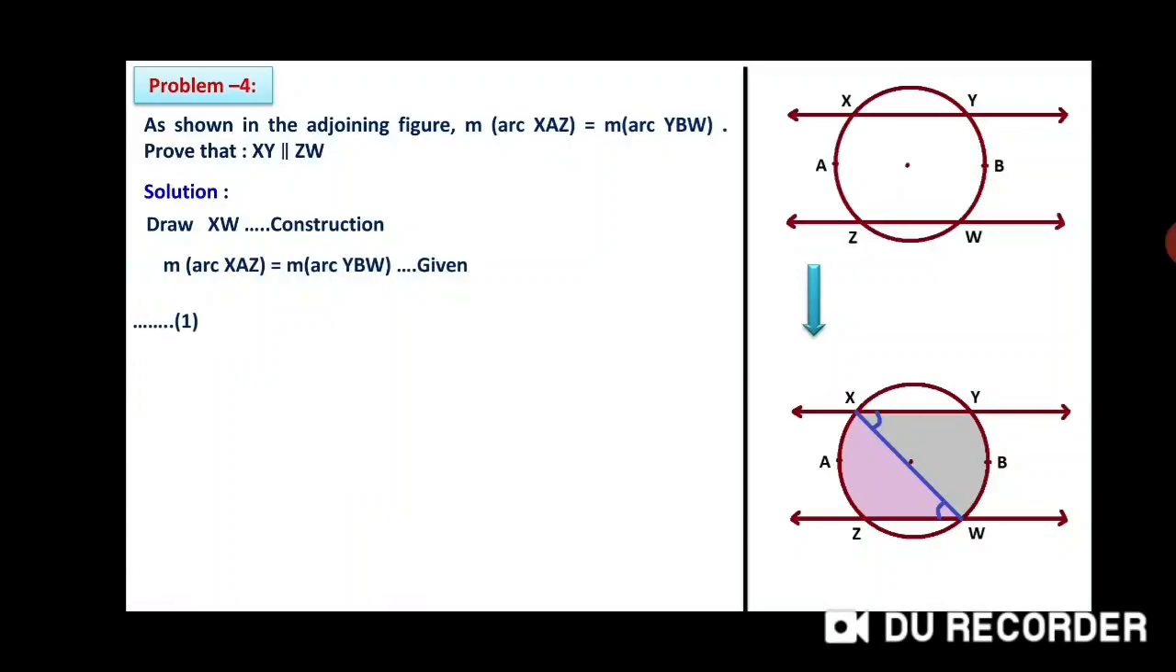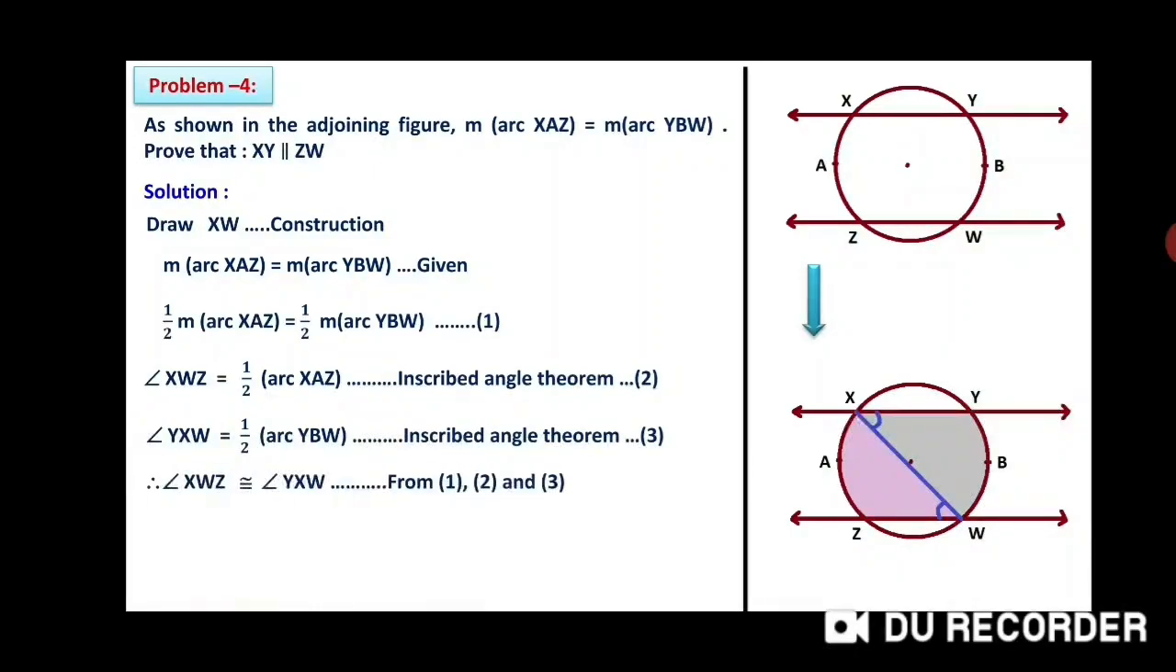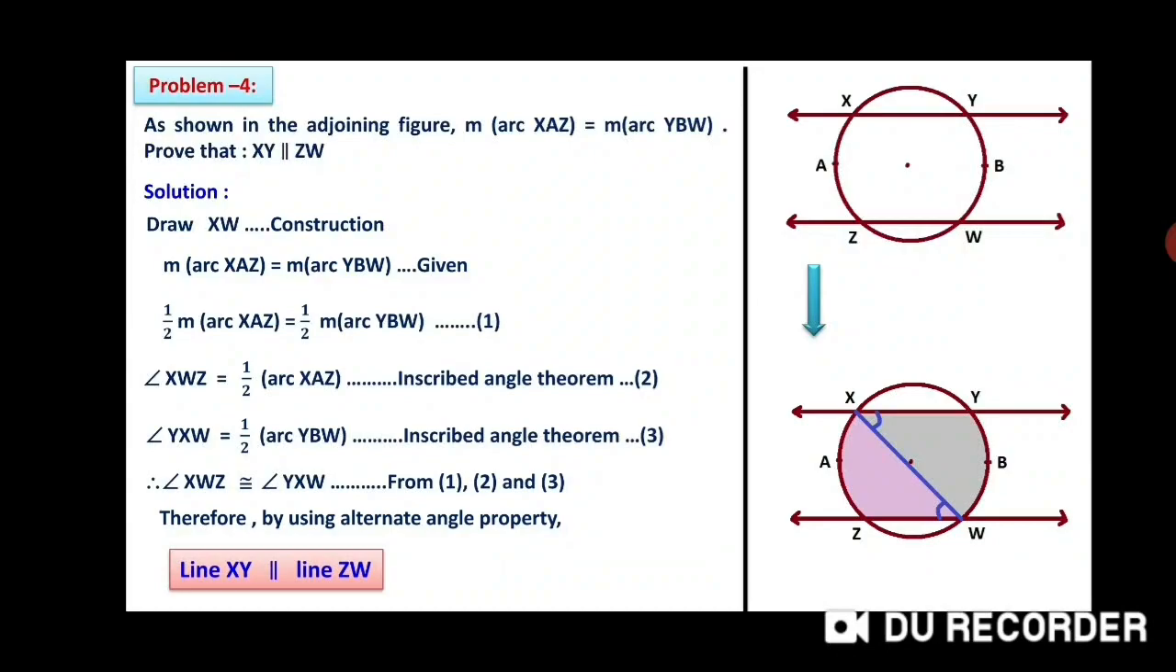So, measurement of arc XAZ is equal to measurement of arc YBW. It is given, but multiplying both sides by half, half measurement of arc XAZ is equal to half measurement of arc YBW, statement 1. Therefore, angle XWZ is equal to half of arc XAZ, inscribed angle theorem, 2. Measurement of angle YXW is equal to half arc YBW, inscribed angle theorem, statement 3. Therefore, angle XWZ is congruent with angle YXW from 1, 2 and 3. Therefore, by using the alternate angle property, you can say that line XY is parallel to line ZW.